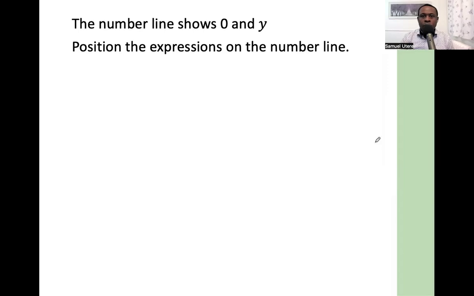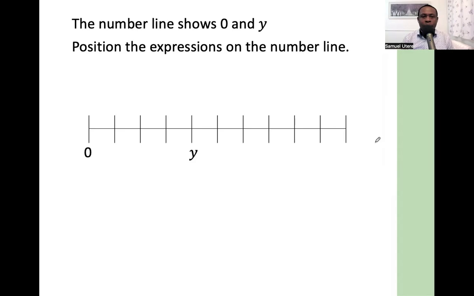Okay, so sometimes we may have problems that seem quite challenging. Here, the number line shows 0 and y. Now you are asked to position the expressions on the number line. So we want to position 2y minus y over 2, right?